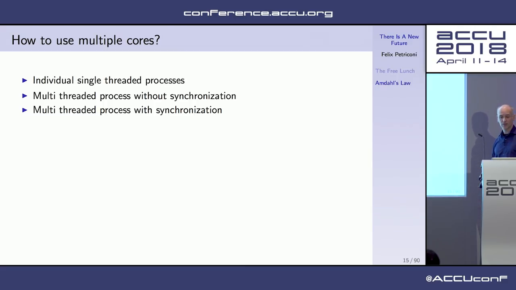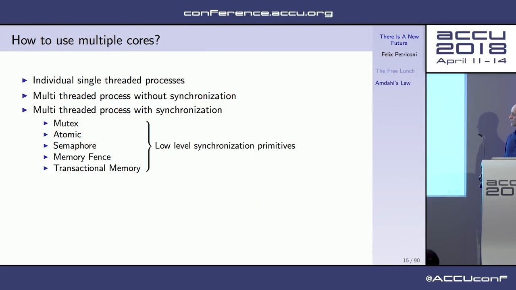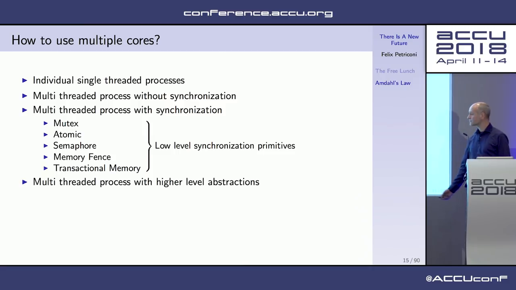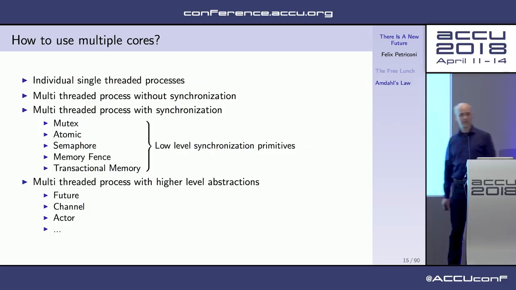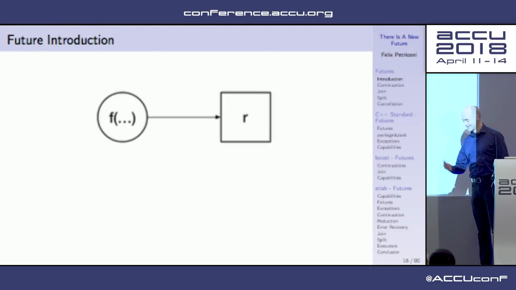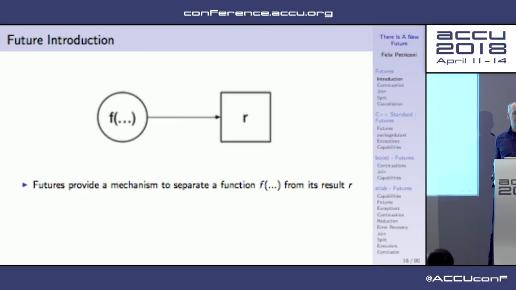The next step is that you need synchronization, because there are certain things that you have to share between the individual processes. There are certain techniques that you can use for synchronization. That's what I call, and what others call, low-level synchronization primitives: mutex, atomic, semaphore, transactional memory, and so on. But that's not what I'm talking about today. I talk about high-level abstractions. There are several that you can use: futures, channels, or actors. If you're interested in actors, I recommend that you go to the next room, because Sergey is talking about actors. But actors and channels are complementary, so they work in a quite similar way.